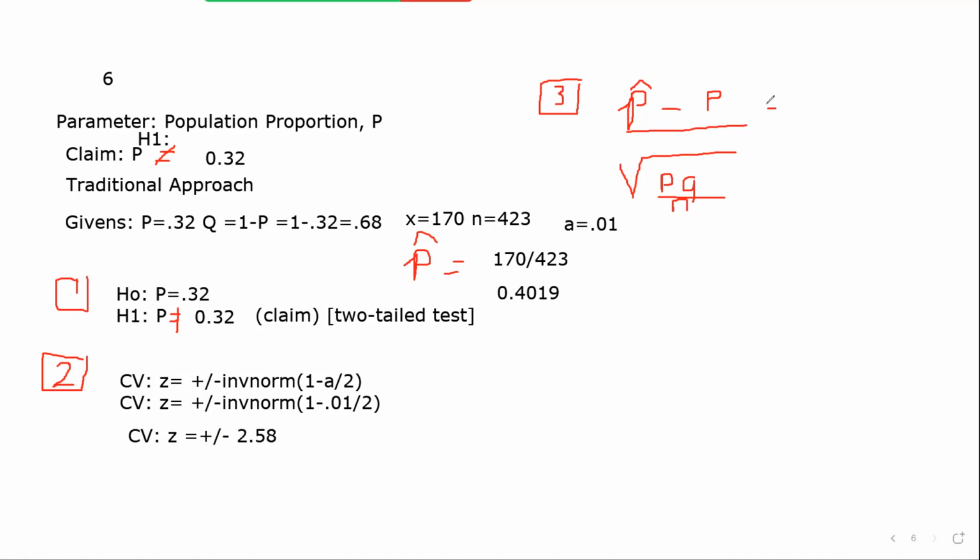So this becomes, let's plug some numbers into this formula and see what we get. We have p hat, which is 0.4019, minus p, which is 0.32.